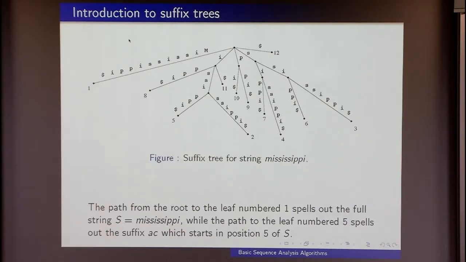Okay, so I'm not going to show you the McCreight algorithm or the Ukkonen algorithm or the Weiner algorithm, but I'm going to show you a more modern way of building suffix trees that comes through a later device called a suffix array.